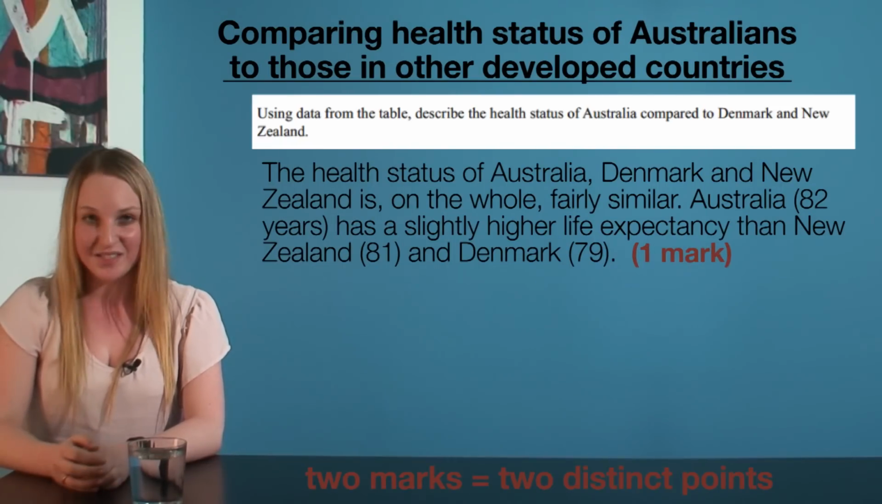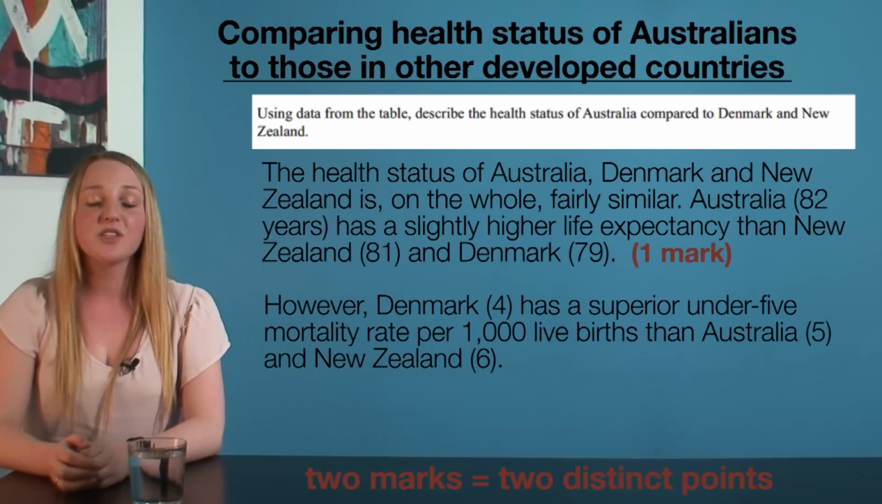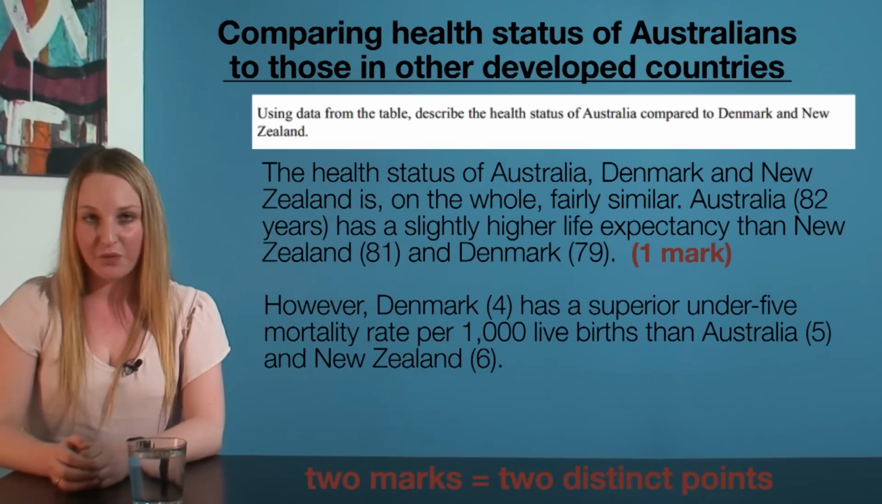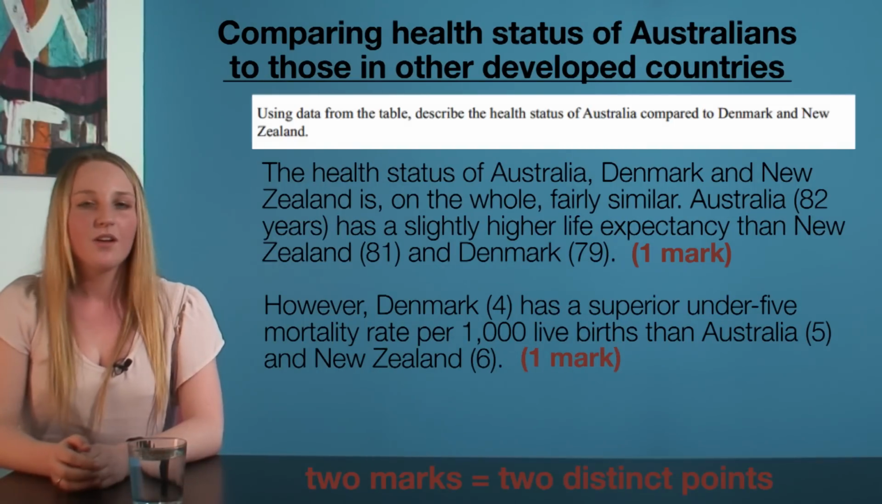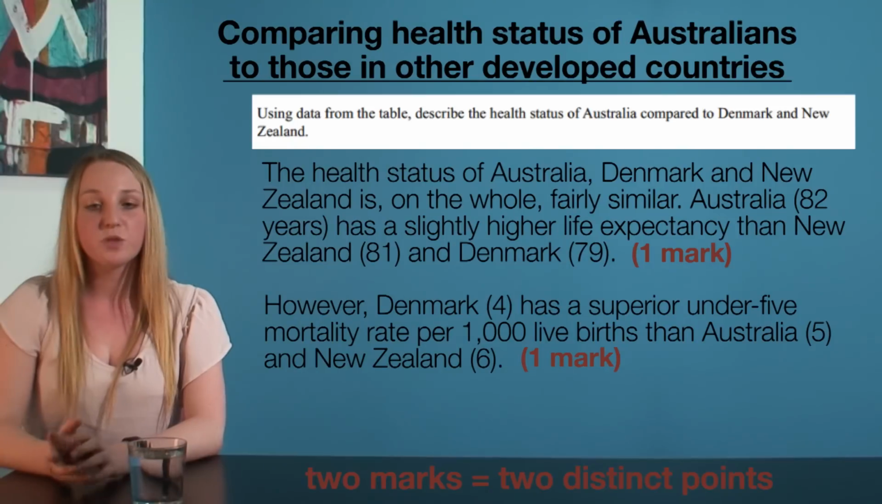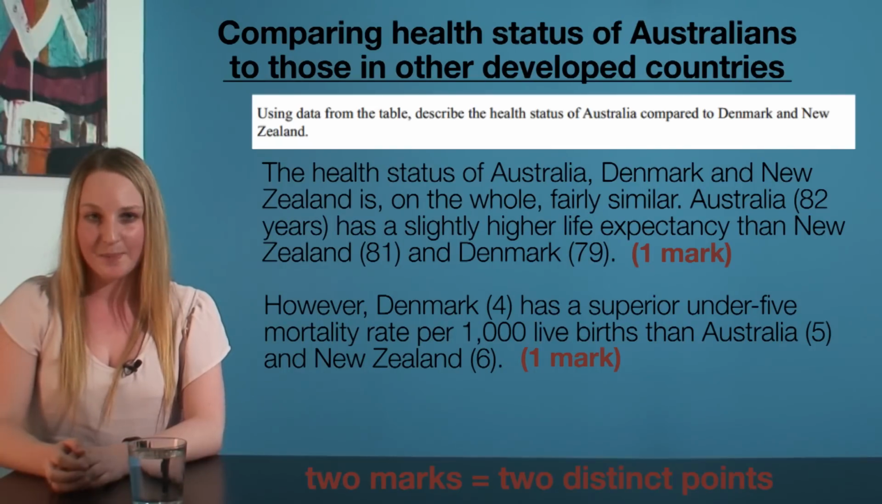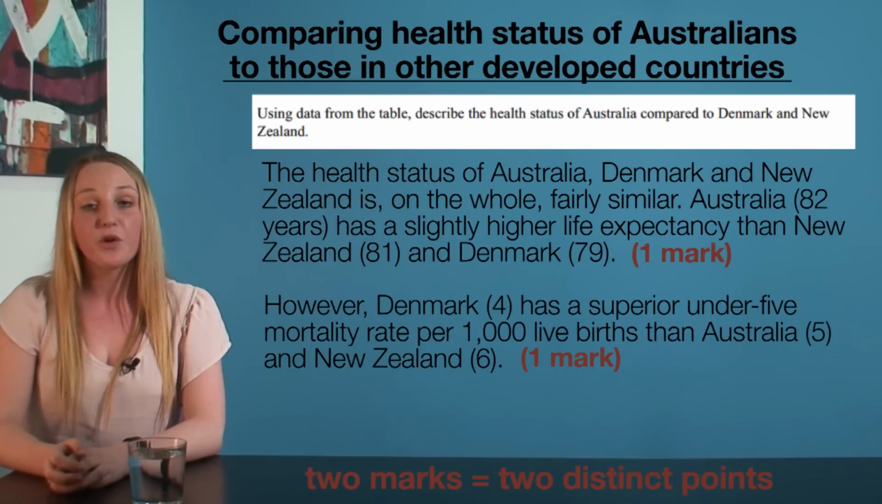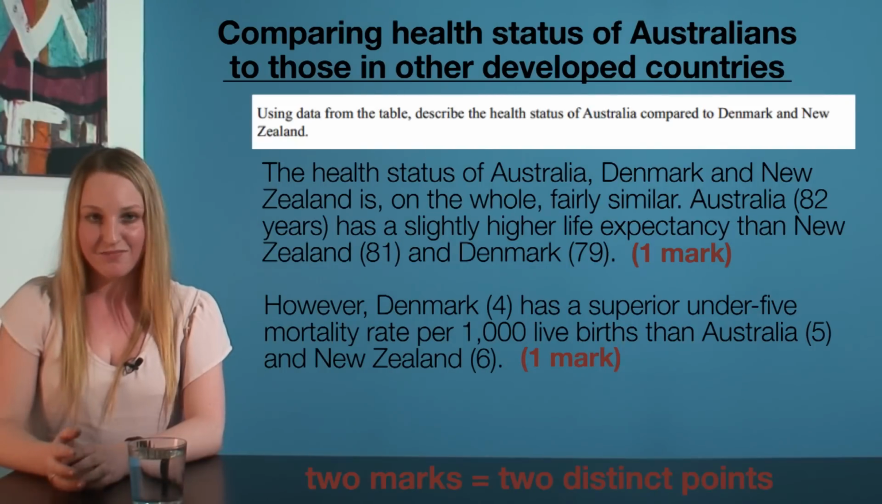That's 1 mark thus far. However, Denmark, 4, has a superior under 5 mortality rate per 1,000 live births than Australia, 5, and New Zealand, 6. And that's the other. The main thing to remember is to provide enough information to satisfy the number of allocated marks. So, if the question is worth 4 marks, give 4 pieces of information, and so on.